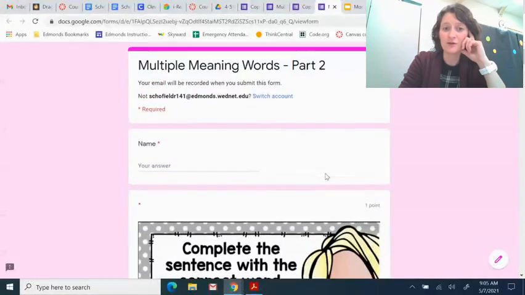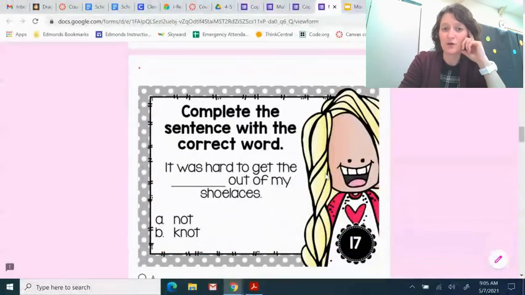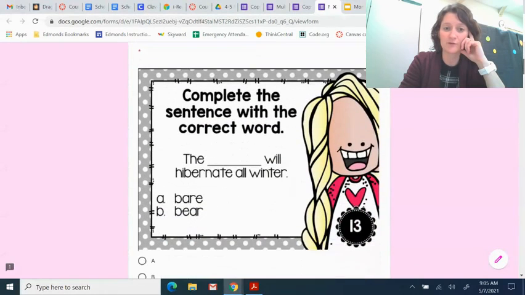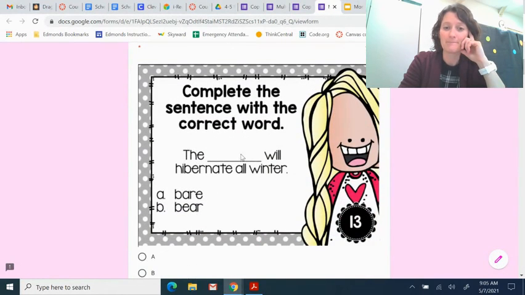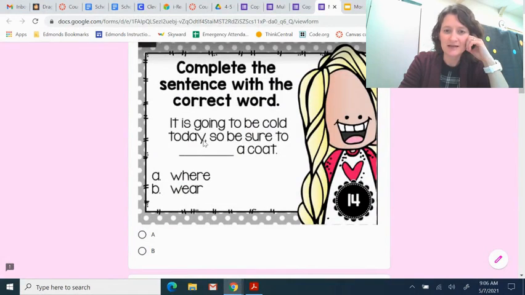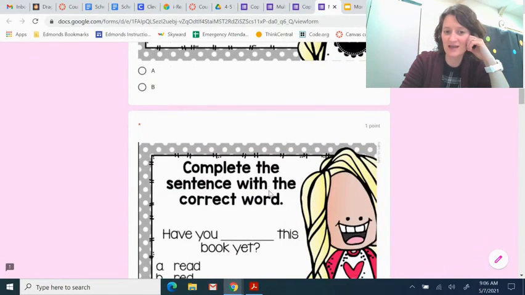And on part 2, you have just a few questions where there's a blank space in the sentence, and you have to find the correct word to fill the space. The something will hibernate all winter. Bear or bare? Now you have to find the one that's spelled correctly, which is the right spelling for bear. The bear will hibernate all winter. It is going to be cold today, so be sure to wear a coat. Which wear is it? Is it this wear or this wear? Oh, fourth graders, you're gonna have to be thinking.